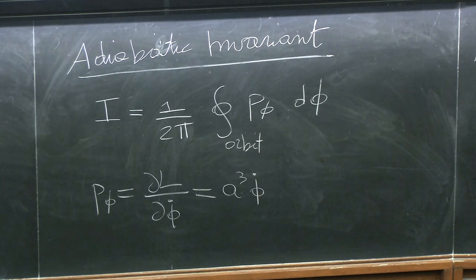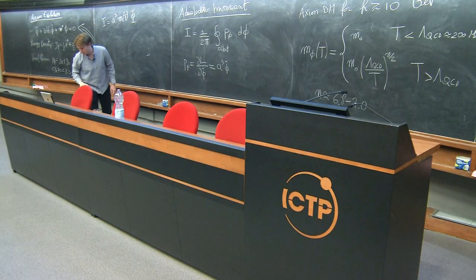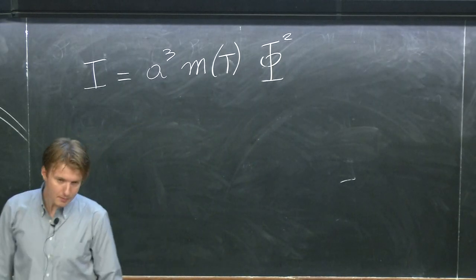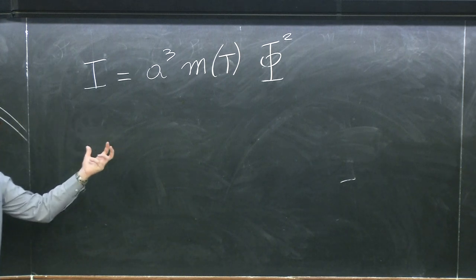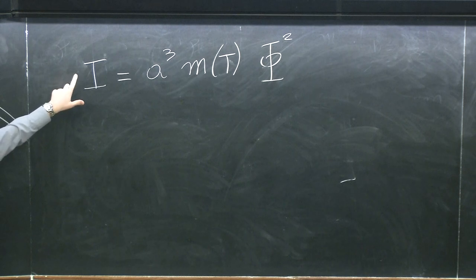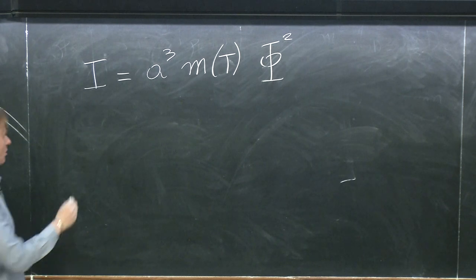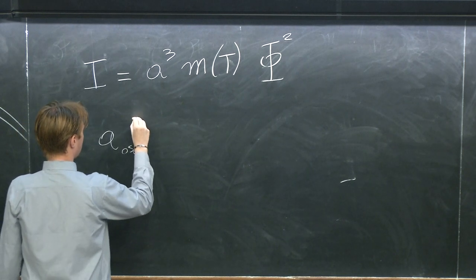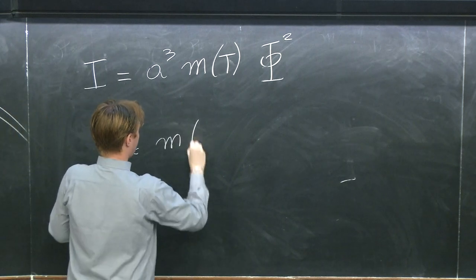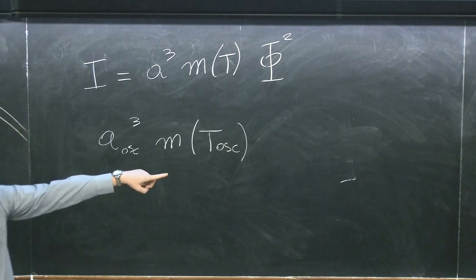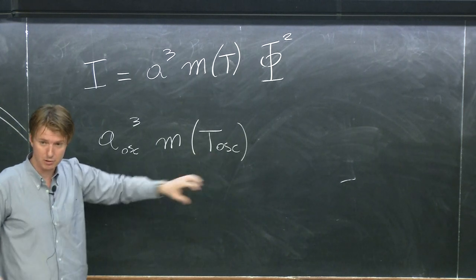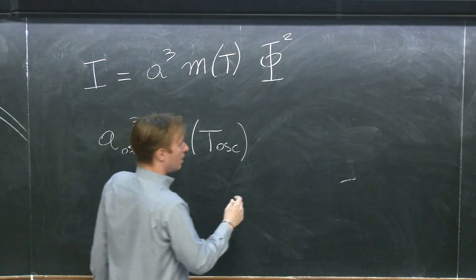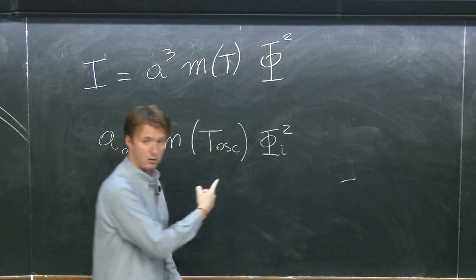Okay, so the adiabatic invariant is a cubed m, just m, times phi squared, okay? So the way to get the amplitude of axion oscillation today is to compare this value at the time of the oscillations and today. So at the time of oscillation, the scale factor, I call it a_osc cubed. The axion mass, well, I know its temperature dependence, and I know an expression for this temperature, so I can plug in this expression and find the mass at that time. And this is the initial value of the axion field, okay?